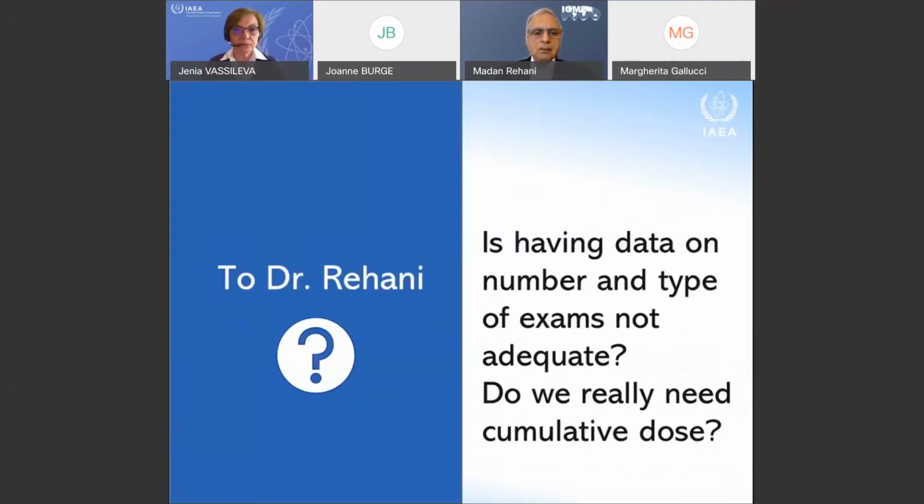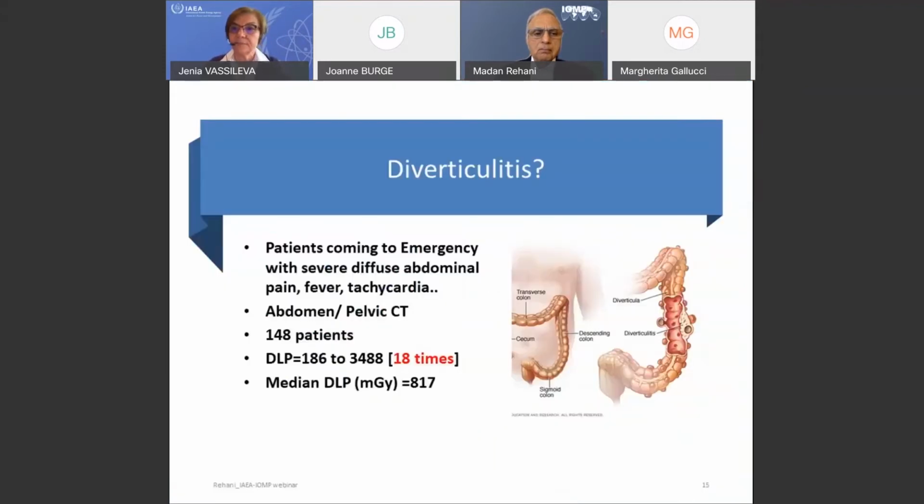And to continue, let's ask you, Madan, on how really cumulative dose is needed. Isn't it enough to have history in just the type of exams, number of exams, and make this available for taking decision? How does the cumulative dose add to this decision?